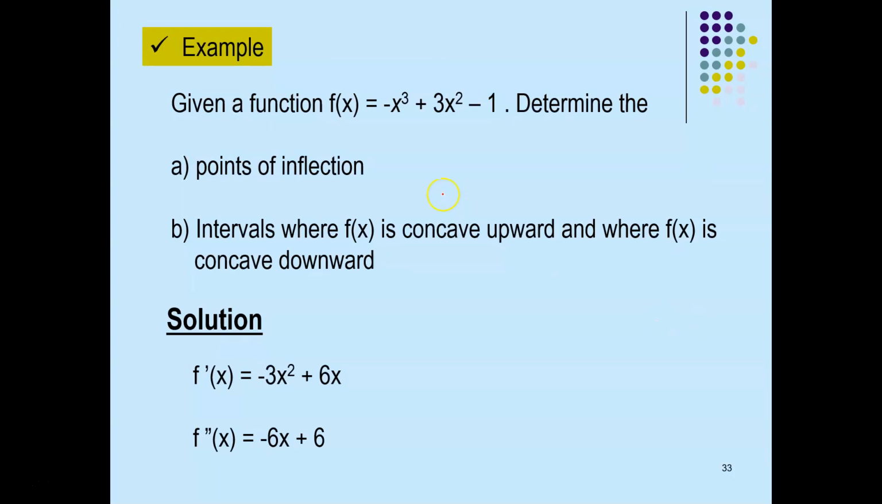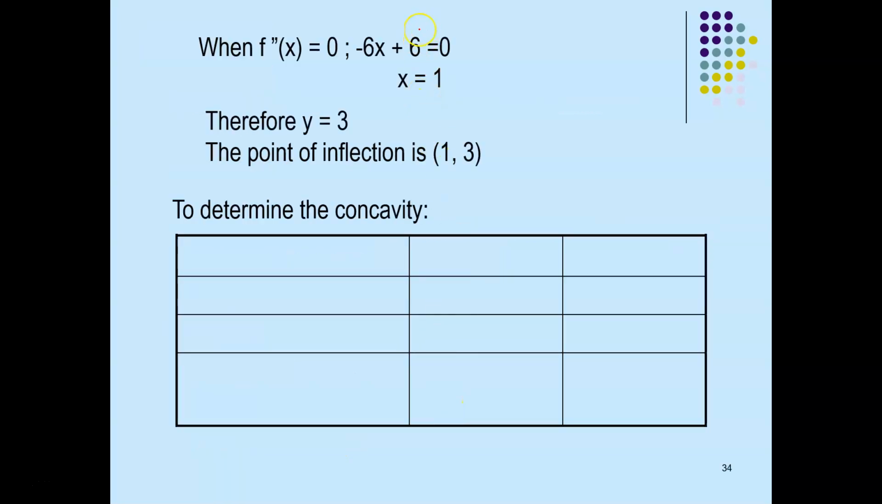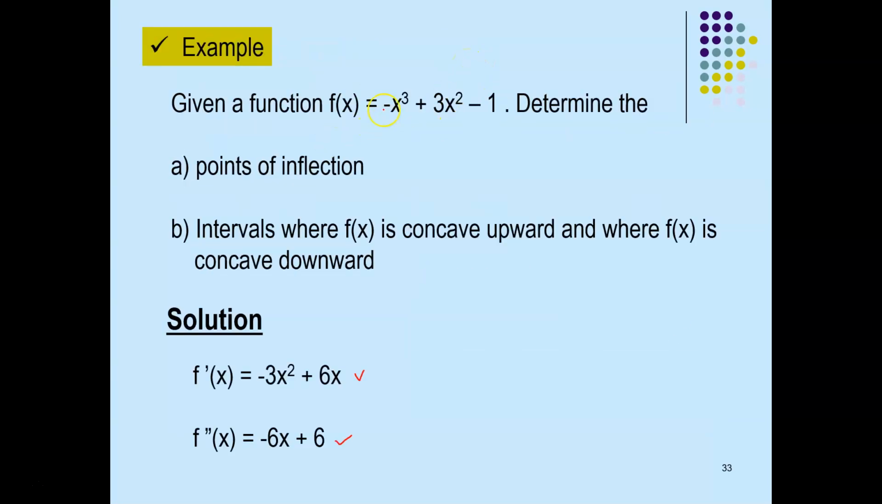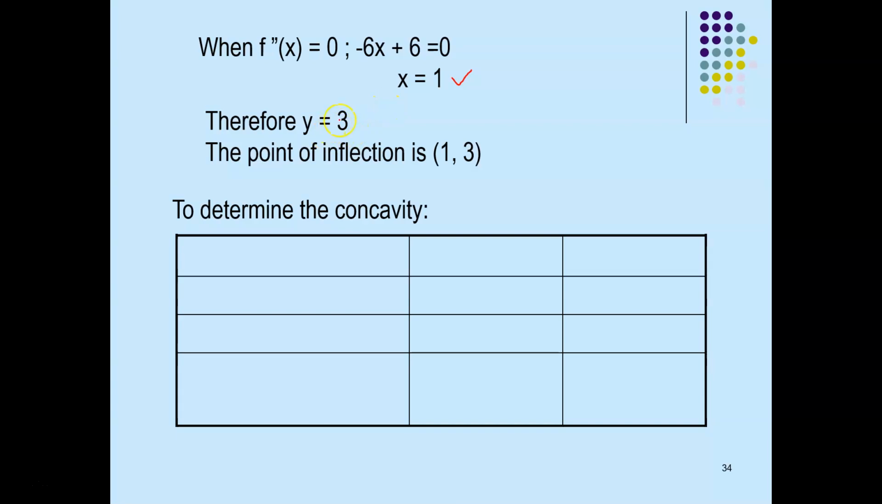Next example, given a function this, determine the point of inflection. Then second one, interval where they are concave upward and fx is where they concave downward. Sama juga lah. So, how do you find your point of inflection? You differentiate dia 2 kali. Differentiate sekali dapat ni, differentiate lagi sekali dapat ni. Then you equal it to 0. Samakan dia dengan 0 so that you get your point of x. Bila dapat x equal to 1, you substitute balik dalam this one, dalam original fx, so that you get y equal to 3. There. Then that is your point of inflection.